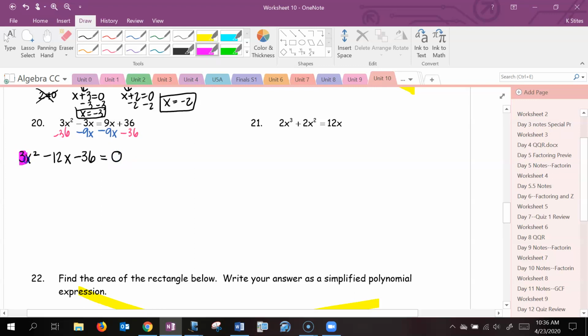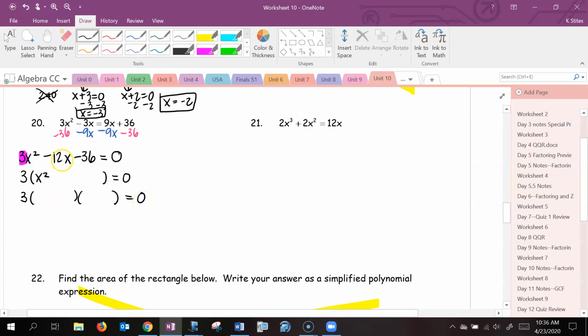I do have a number in front of x squared. 3 does go into 12 and 36 evenly. You can use your calculator to check if you'd like. So that means I have 2 steps here. I have the pulling out the GCF, which is 3, and then I have my box problem. All right, and then of course I have to solve it since I have an equal 0. All right, so take out your 3 first.